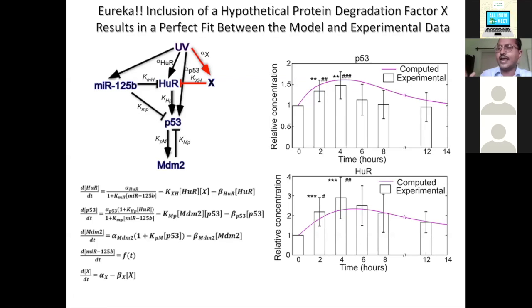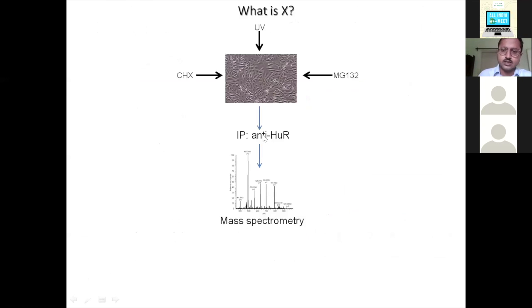Now, most models will end over here, but we, as an experimental lab, really wanted to see whether we can find X. If it is predicted, whether we can find it. So what we did, we took cells, these are breast carcinoma cells, we treated them with UV, with cycloheximide to stop the synthesis, and MG132, because if there is something which is degrading HuR, it will bind to HuR, but if HuR degrades, we will not be able to find it. So we stop the degradation of HuR, and then we use immunoprecipitation using an anti-HuR antibody to pull down HuR and any protein which is associated with HuR.